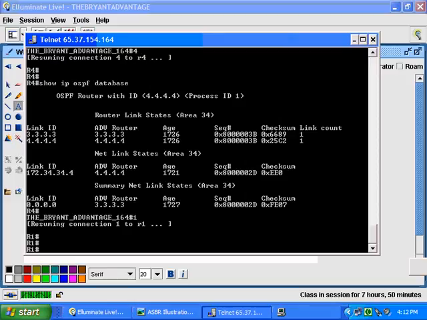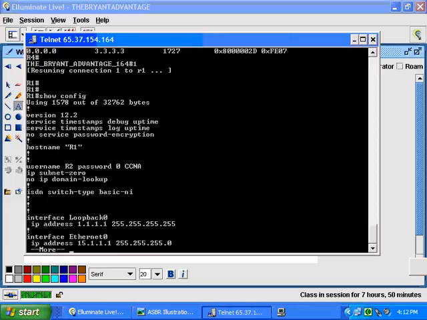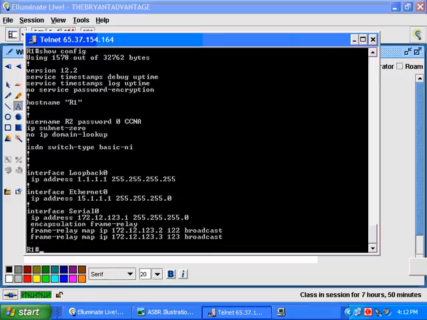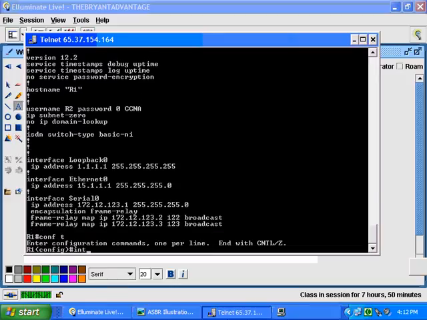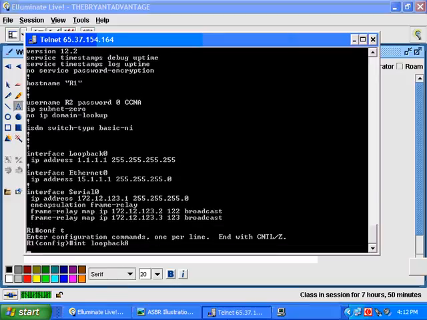So what we're going to do here, we're going to do a quick show config. It's always a good idea at this point to make sure we don't have any other loopbacks, and we don't. So we're going to add 4 loopbacks.